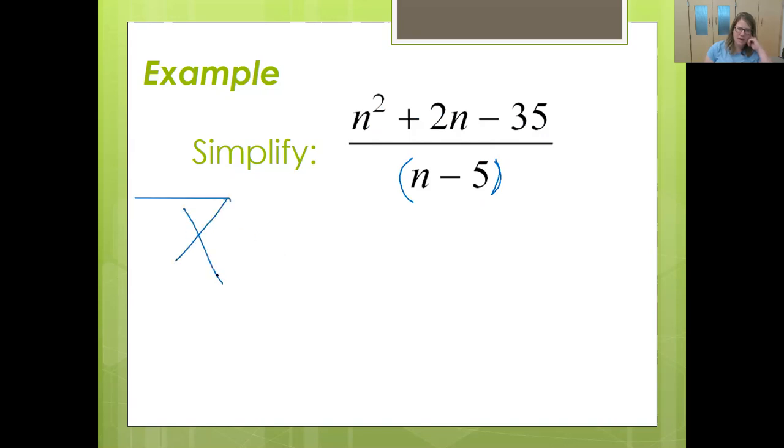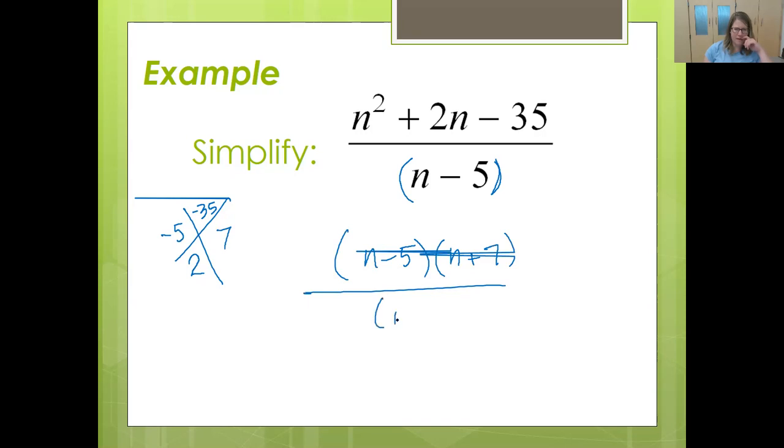Right, so we'll use x factoring here. I need two numbers that multiply to a, which is 1, times c, which is negative 35. So what are two numbers that multiply to negative 35 and add to b, which is 2? So that would be a negative 5 times 7 would give me negative 35 if I multiplied them, and positive 2 if I add them. So the top, I'm going to have n minus 5 and n plus 7.